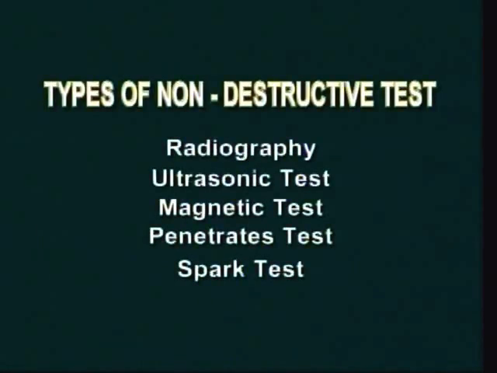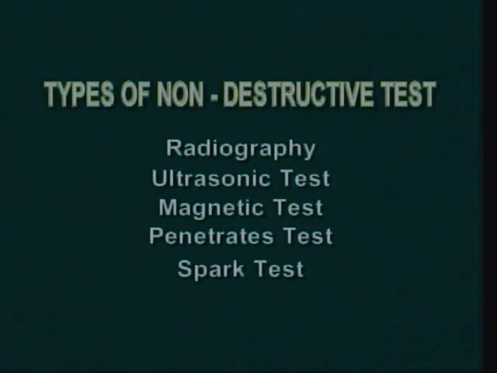The types of non-destructive tests. The first one is radiography. Radiography uses X-rays and gamma rays. Next one is the ultrasonic test, in which we use ultrasonic waves. Magnetic test is used to determine the surface defects. Penetrant test detects the surface cracks, and spark test studies the composition of metals.